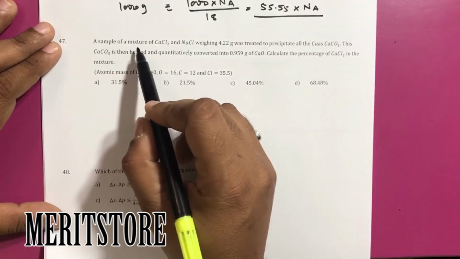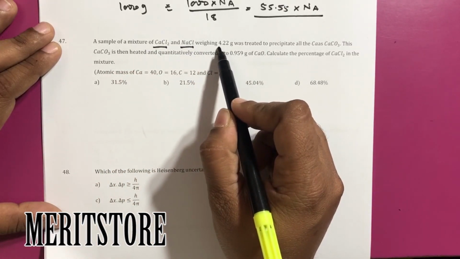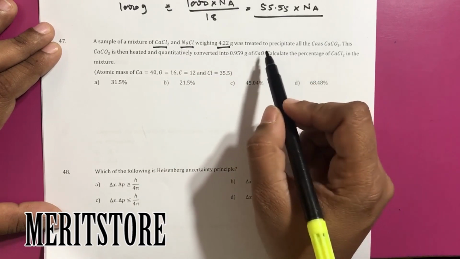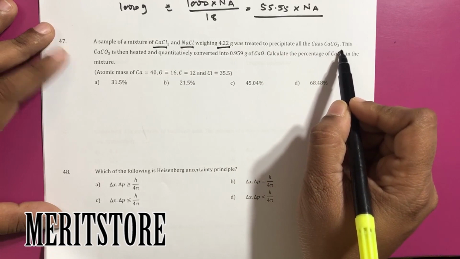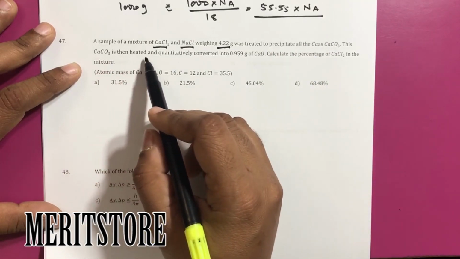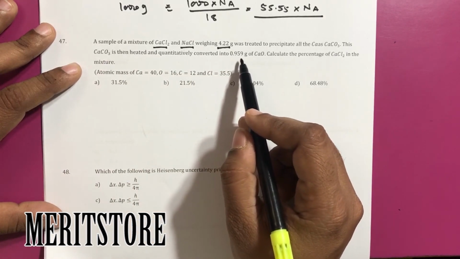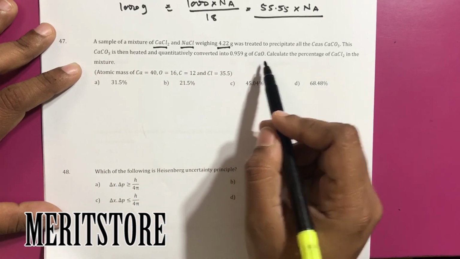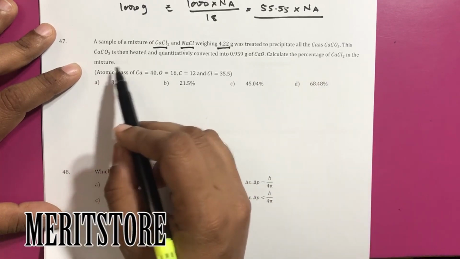Question number 47. A sample of a mixture of calcium chloride and NaCl, weighing 4.22 gram, on treatment precipitates all the calcium as calcium carbonate, and this calcium carbonate is then heated quantitatively, converted into 0.959 gram of calcium oxide. We need to calculate the percentage of calcium chloride in the mixture.